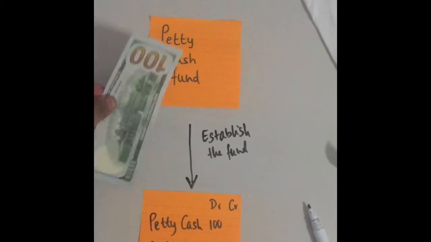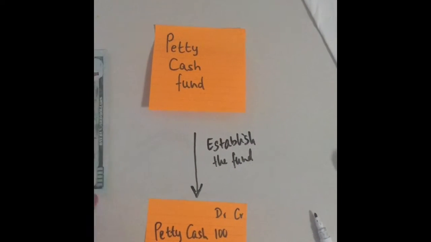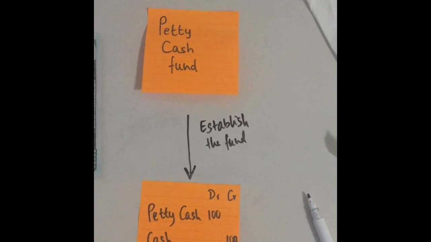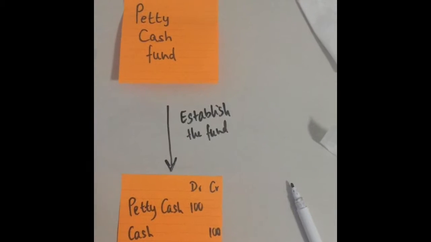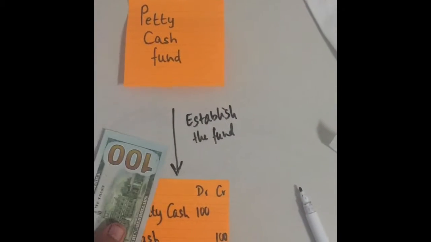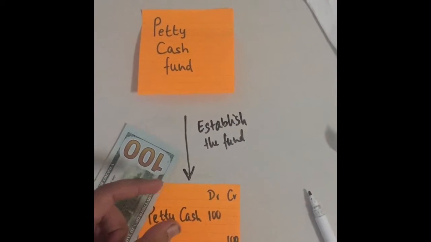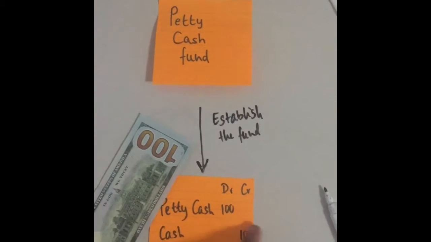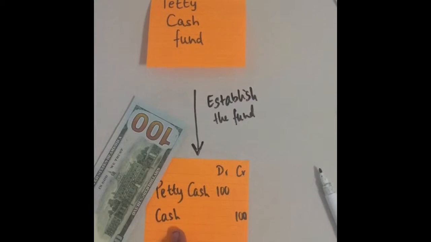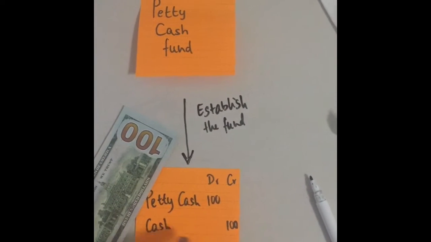If I want to put this money inside the petty cash fund, I have to debit petty cash and I have to credit cash, because cash is going from my hand to the fund, and at the same time the fund is an asset. So the petty cash asset is going to increase, thus it has to be debited. The cash, on the other hand, is being credited because it's reducing in amount.